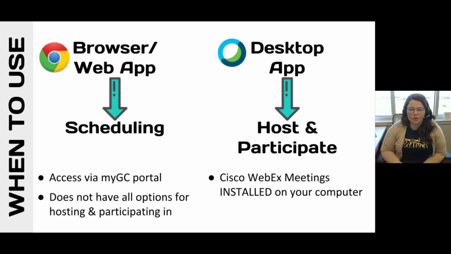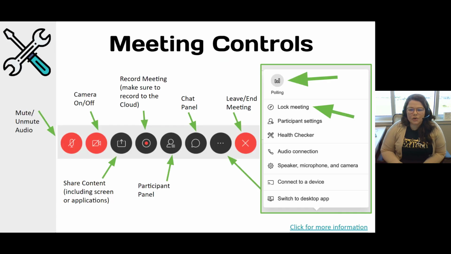In the meeting controls, your other options with the three dots is where you will be able to find the polling and the lock meeting options. So those are the two to highlight here, as well as if you are recording a meeting manually and you did not set it to automatic.